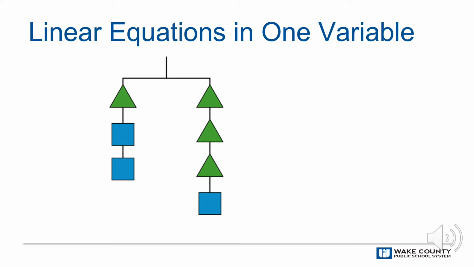What is the weight of a square if a triangle weighs 4 grams? 8 grams. There is one more square on the left than on the right, and two more triangles on the right than on the left. So the square on the left balances with two triangles on the right.